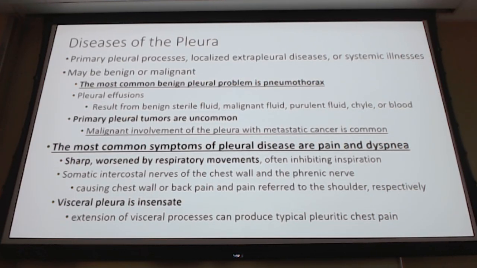Talking about the diseases of the pleura. Most common benign pleural problem is a pneumothorax. Okay. Pleural effusions and primary pleural tumors are really uncommon. They're really rare. Okay. But when we have those pleural tumors, they're most likely going to be from a metastasis from something else. Okay. When we have pleural disease, the main common symptoms are pain and dyspnea. Okay, it's going to be sharp, it's going to be worsened with those respiratory movements, often inhibiting inspiration. So they're going to be breathing kind of shallow. They're not going to want to take a deep breath.